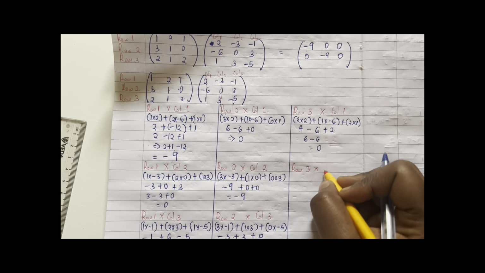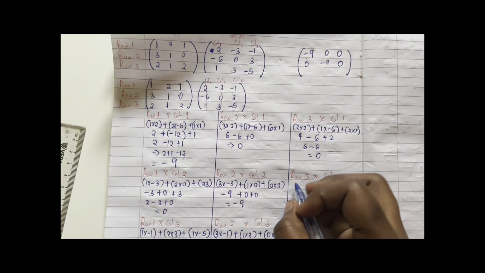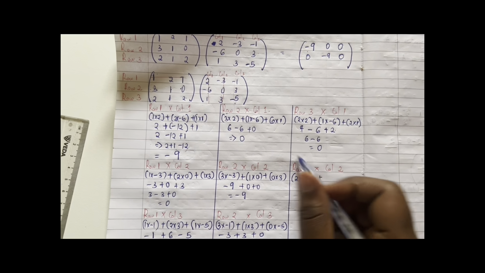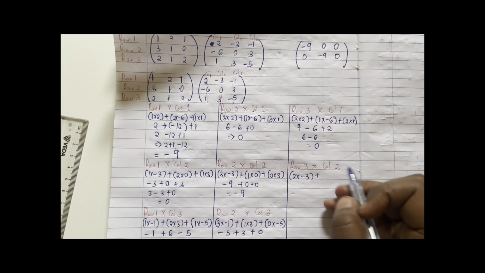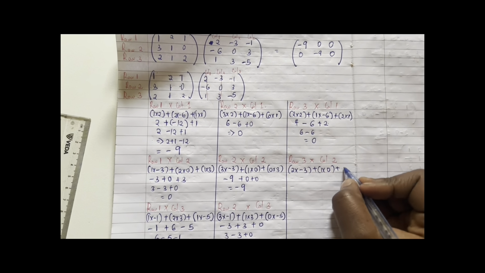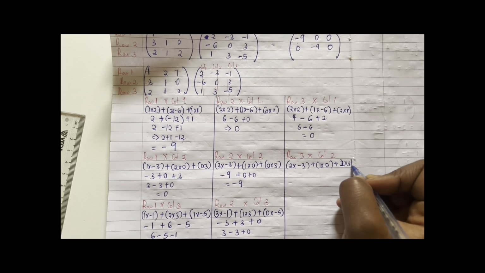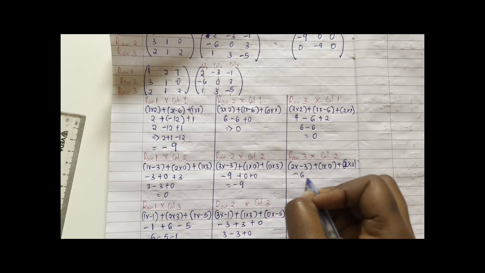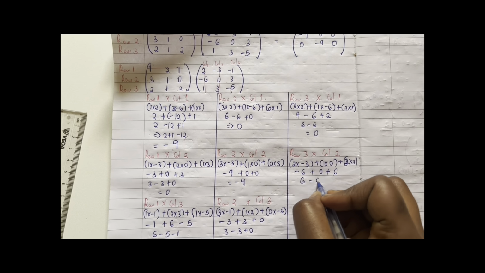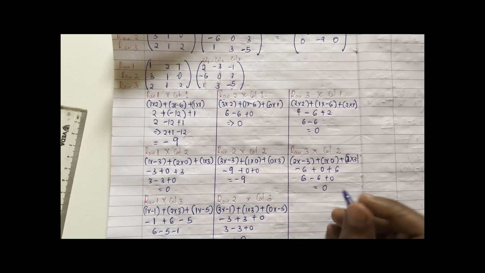Then row 3 times column 2. Two times negative 3 plus 1 times 0 plus 2 times 3. So we'll have negative 6 plus 0 plus 6. That is 6 minus 6 plus 0. That will give me a 0.